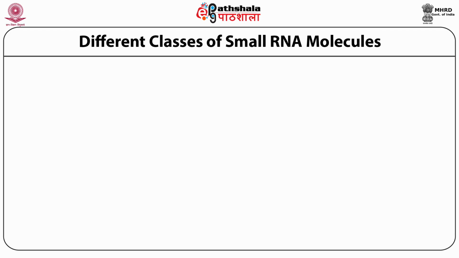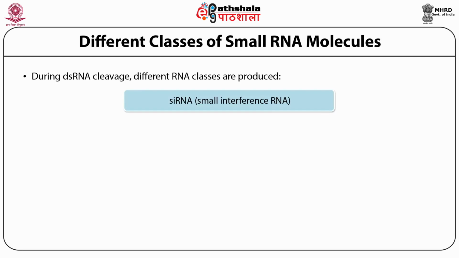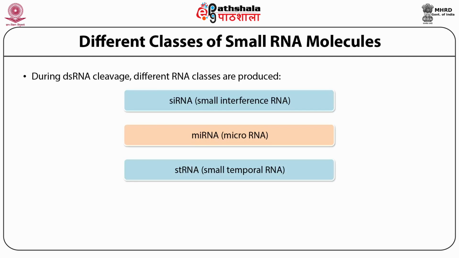Different classes of small RNA molecules. You should know the terminology here, particularly when you are talking about gene silencing. siRNA is small interfering RNA, which we talked about, miRNA is microRNA, and another is stRNA, small temporal RNA. All these RNAs are small nucleotide sequences, 21 to 25 or 26 base pairs. These RNA sequences are single-stranded when they are produced. They go and anneal to the complementary sequence of the target transcript, thereby making the transcript susceptible to cleavage by different enzyme systems.